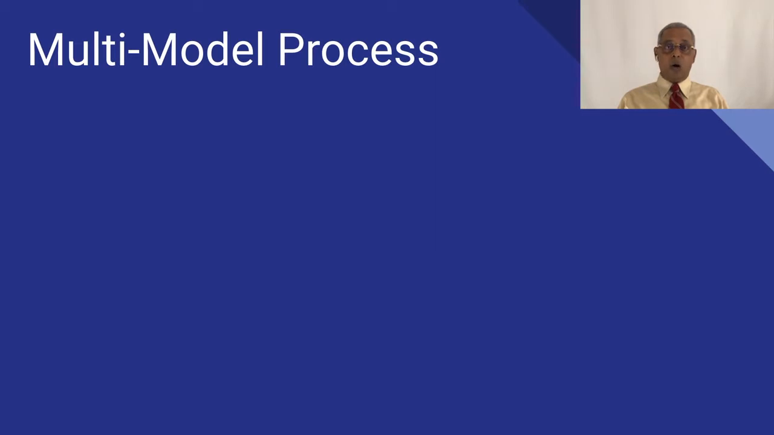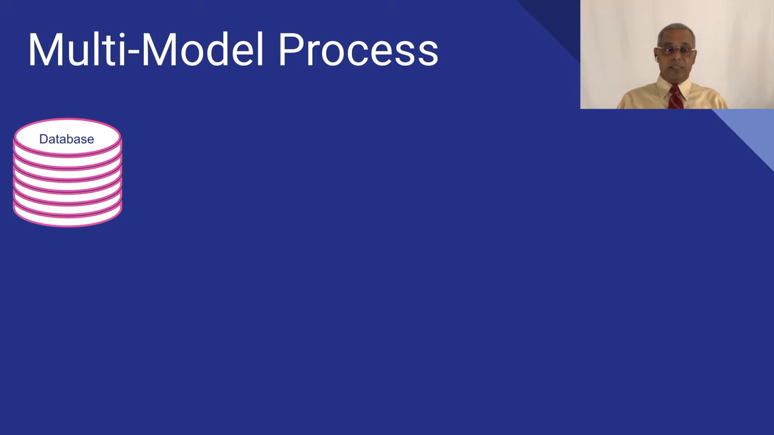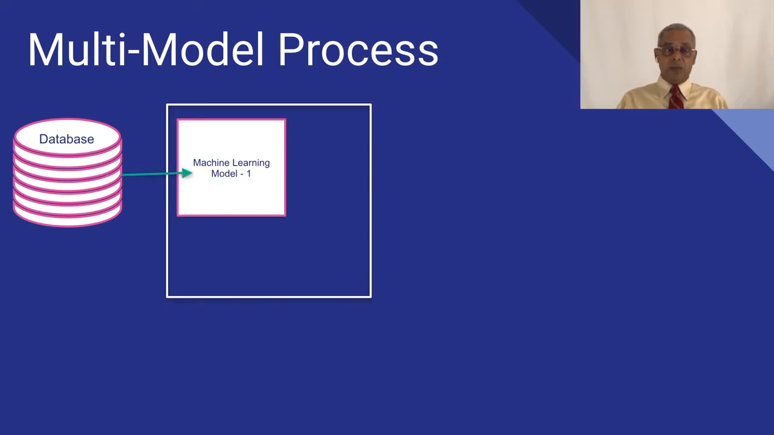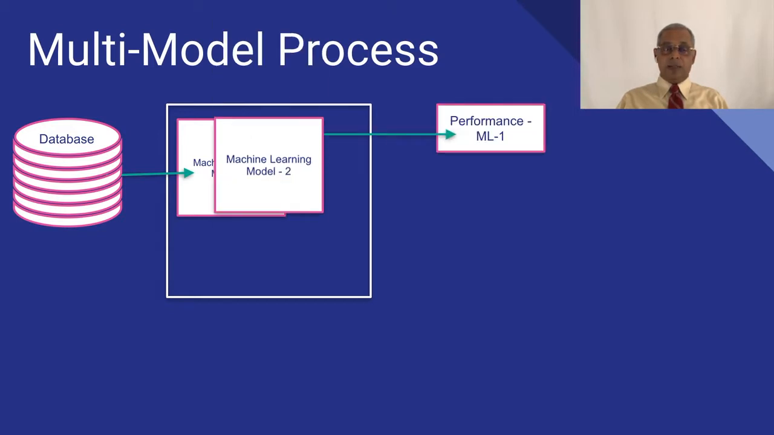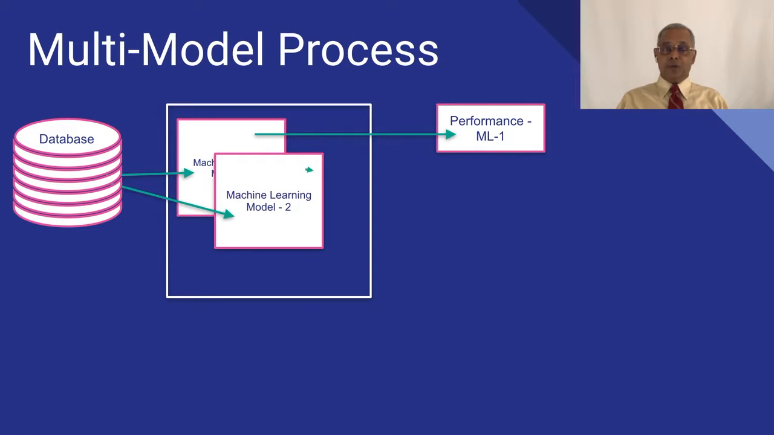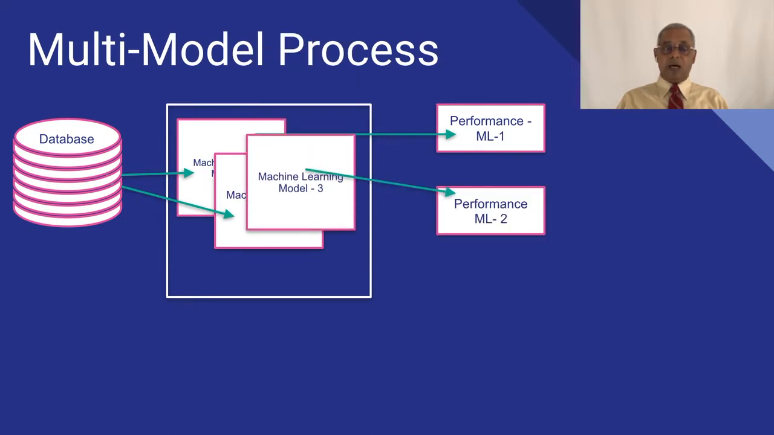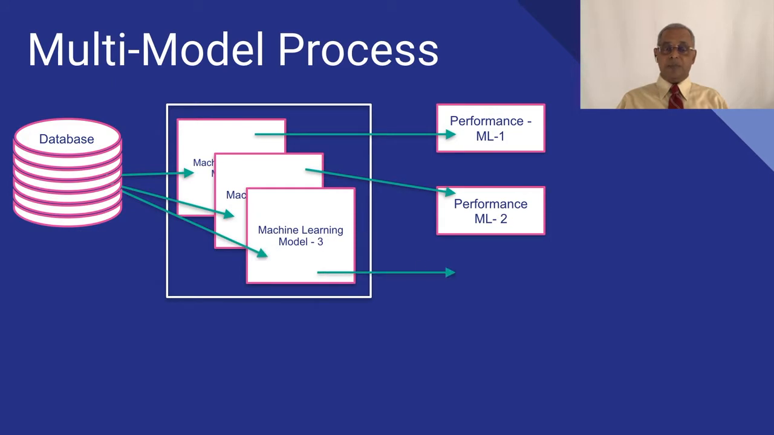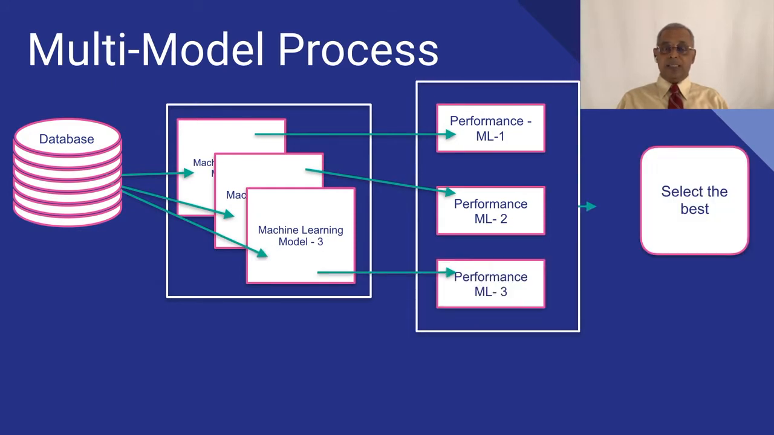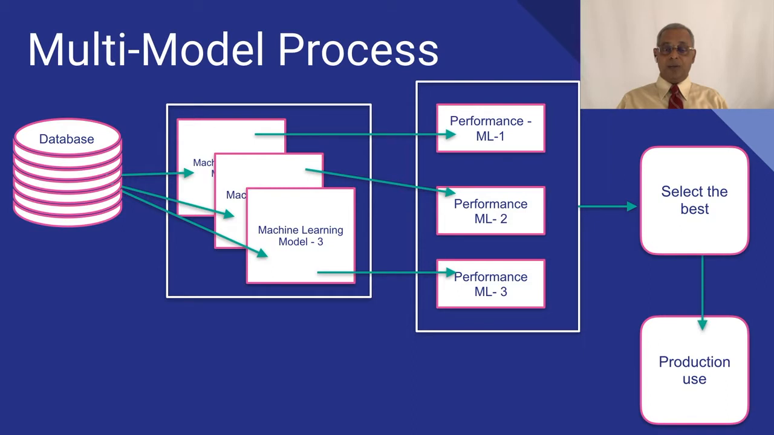Now, you also talk about a multi-model process. In a multi-model process, rather than trying out one single model, you may like to apply different models on the same database and check their performance. So, what we do in the multi-model process is you start with the database, take the first machine learning model, check its performance, take another machine learning model, check its performance, take the third model, check its performance. Now you will select the best out of these three and then take that to the production environment.